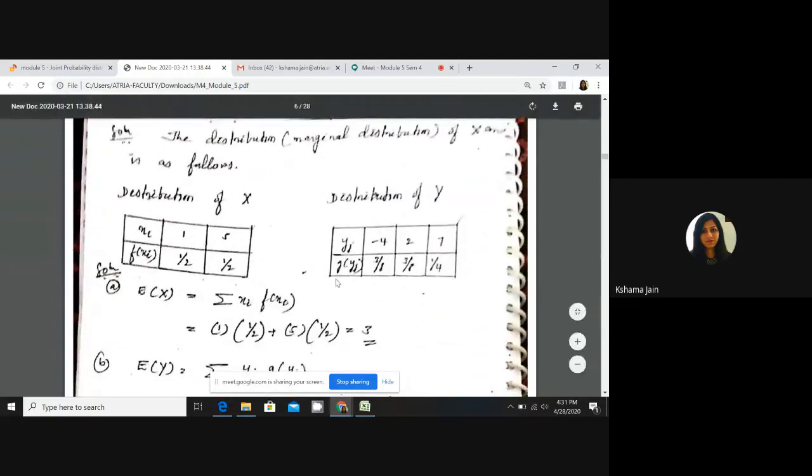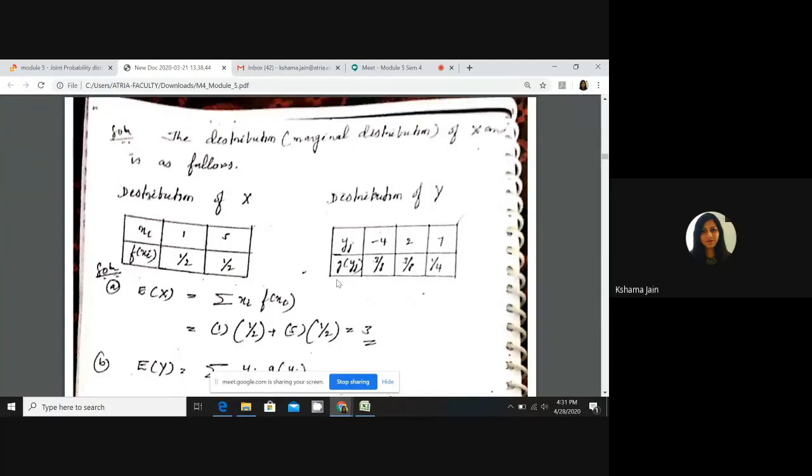F and G, you can use F only, but just to show the difference between the symbols, otherwise you will get confused. So Ex was summation of x fx. For x fx, you will make a third row here. So 1 into 1 by 2 is 1 by 2, 5 into 1 by 2 is 5 by 2. Add them, you will get 3.